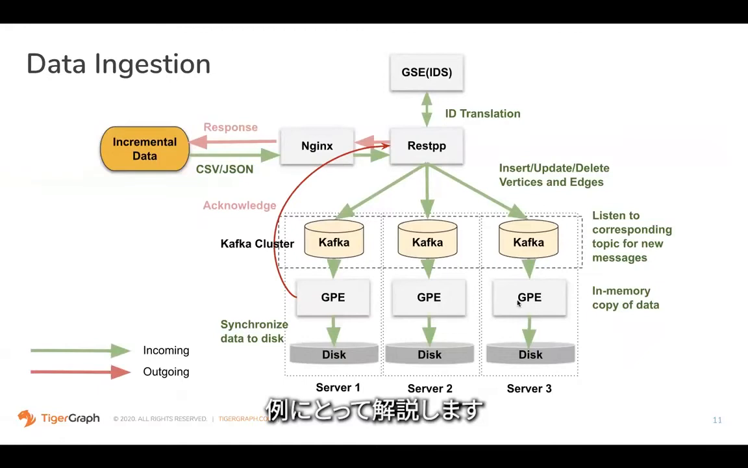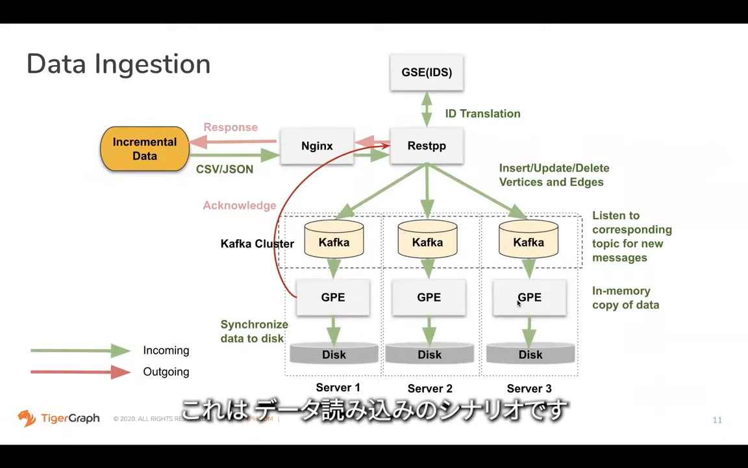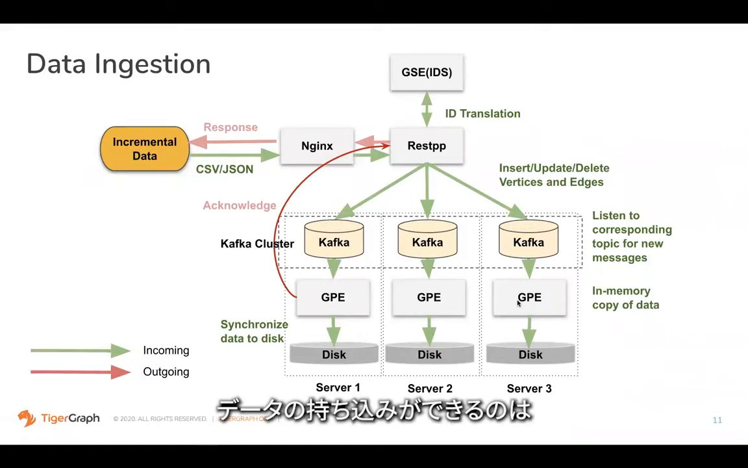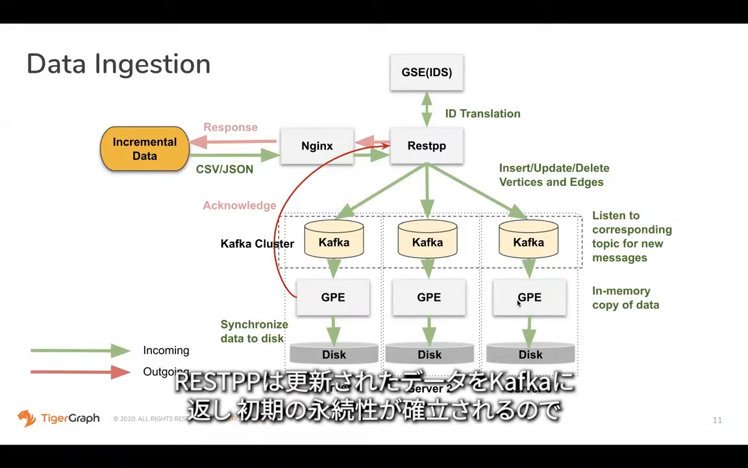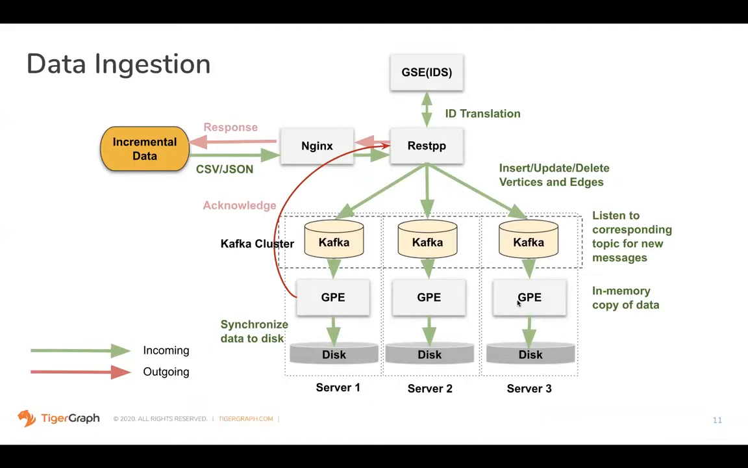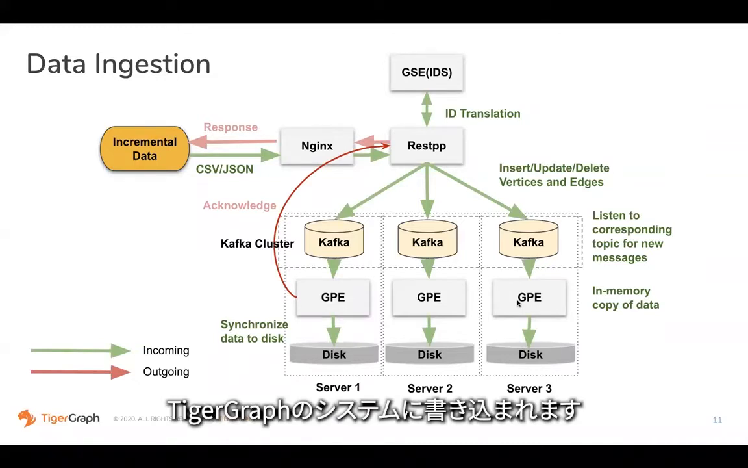So let's quickly walk through one example. Here's one scenario of data load. Data can be brought in, as I said, in CSV or JSON format. First, the data load request is passed to REST++, routed through the Nginx load balancer. From REST++, the data updates are written to Kafka for initial persistence. This ensures the durability of the data before we write it to the TigerGraph system.